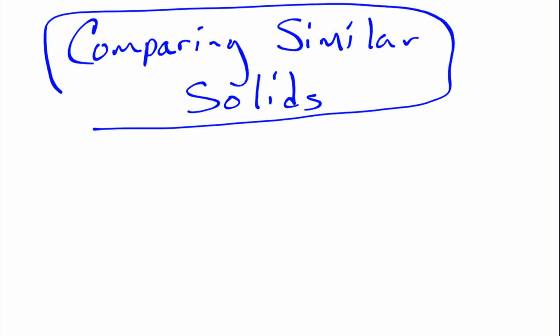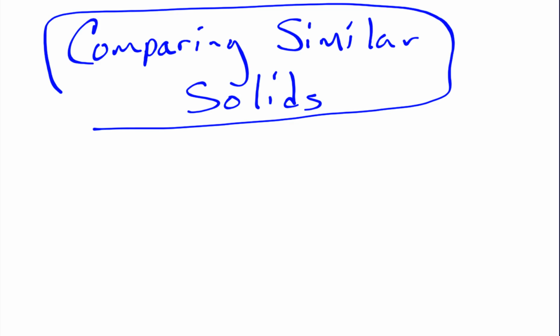In this lesson, we're going to look at comparing similar solids. That would be two solids, like two prisms, that are the exact same shape, exact same type of dimensions, but the side lengths, the areas, and the volumes are all proportional with each other. Now those ratios of the side lengths, areas, and volumes are going to be a little bit different, but they are going to still be proportional.